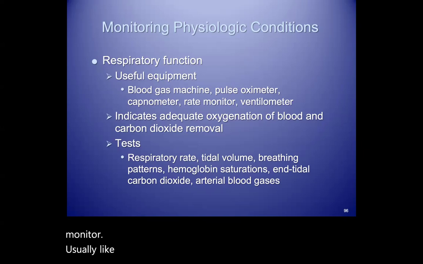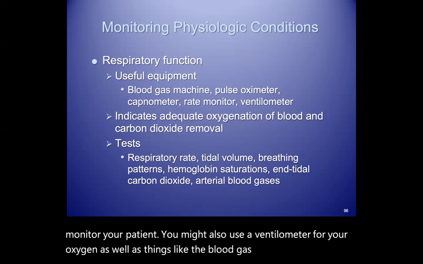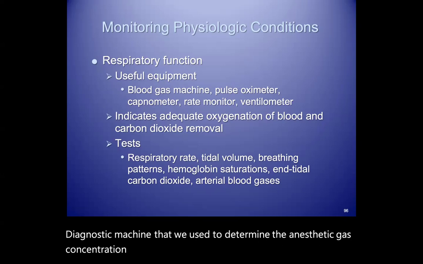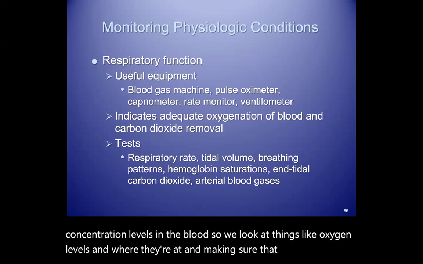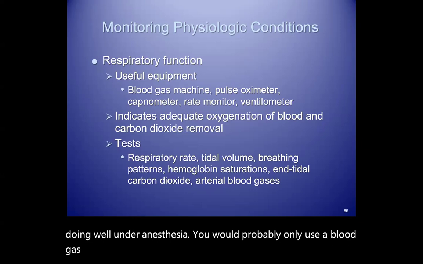usually like an EKG machine, electrocardiogram, to help you monitor your patient. You might also use a ventilometer for your oxygen, as well as things like the blood gas machine. This is a diagnostic machine that we use to determine the anesthetic gas concentration levels in the blood. So we look at things like oxygen levels and making sure that the patient is doing well under anesthesia. You would probably only use a blood gas machine in the instance of a long procedure.